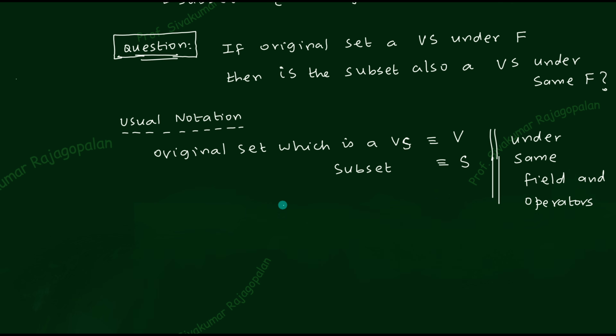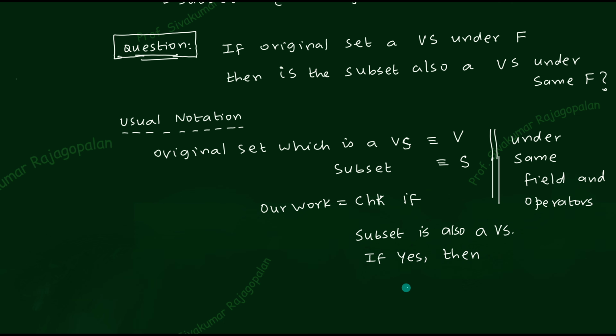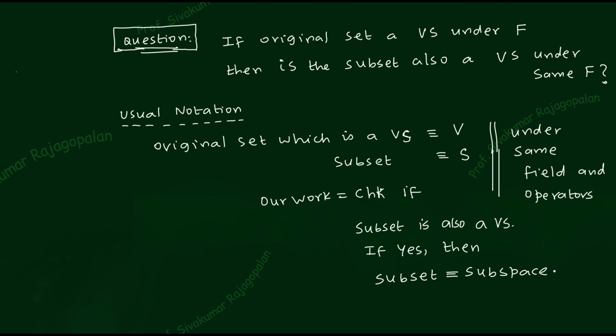So I already explained this one. If it is yes or no, what will happen? That point I will write down. So you are going to make an easy checking mechanism with three steps. And if the subset is also becoming a vector space, if it is yes, then we are going to rename the subset as a subspace. That's all. This is the main concept here. This is the first point.